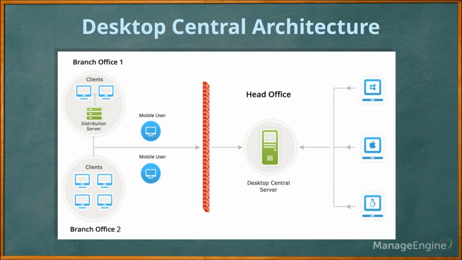Now, what is a distribution server? Imagine you have over 100 machines in one of your remote offices. And if you have a distribution server installed on one of the machines in your branch office, whenever you deploy a patch or a software to that branch office, the software gets replicated to the distribution server, and from the distribution server, it gets distributed to all the agents in that branch office.